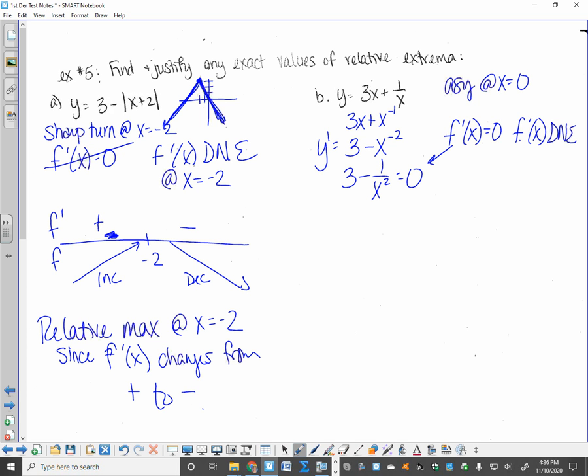This one, well, look at it. Where does the derivative not exist? Well, the denominator cannot be 0. So does not exist is at x equals 0. So both of these kind of go together.